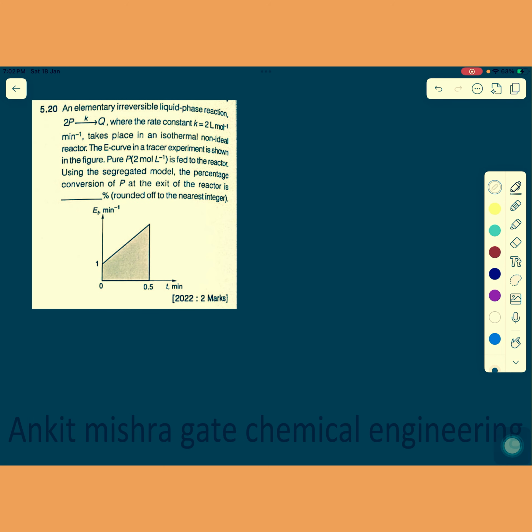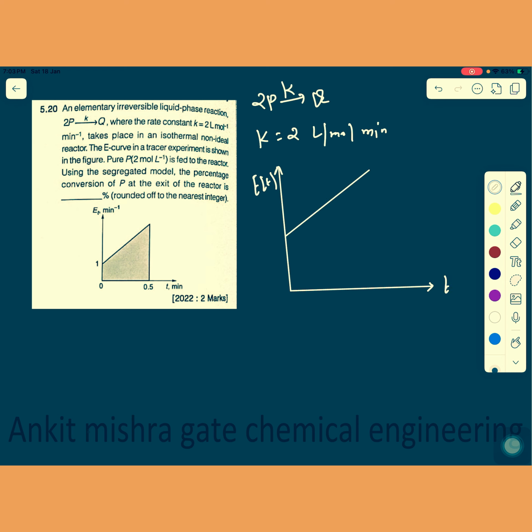Okay, now I'll be moving towards the next question, that is 5.20. This question says that an elementary irreversible liquid phase reaction, 2P getting converted into Q, having rate constant k, where the rate constant k is given to you, that is 2 liter per mole per minute, takes place in an isothermal non-ideal reactor. The E curve in the tracer experiments is given to you. This one is your Et versus time curve, and this looks like this. This value is 0.5.